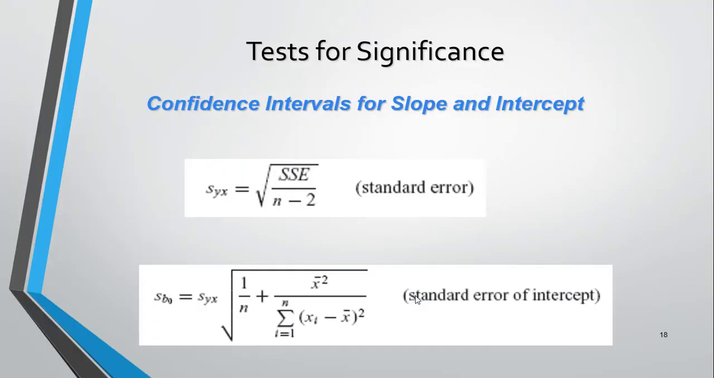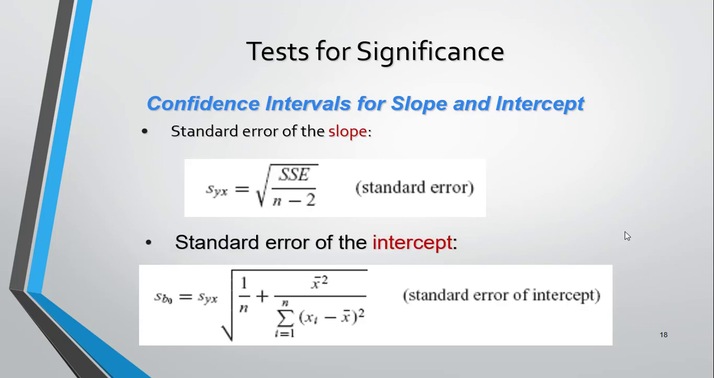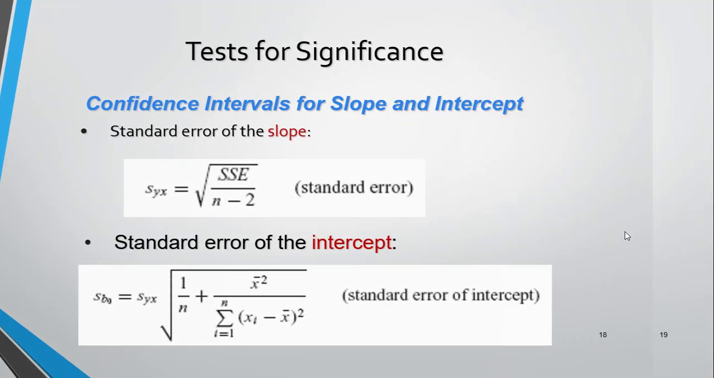And what about the confidence intervals for slope and intercept? We calculate the slope and intercept as point estimates. This is the standard error we just talked about, and this is the standard error for the intercept, S_B0. All you have to do is know how to calculate it. That's the standard error for the slope, and this is the standard error for the intercept.